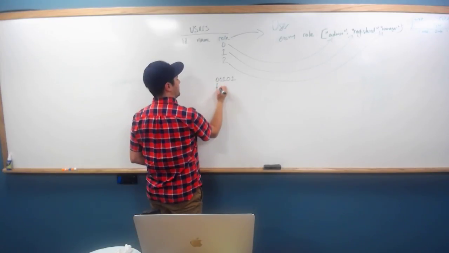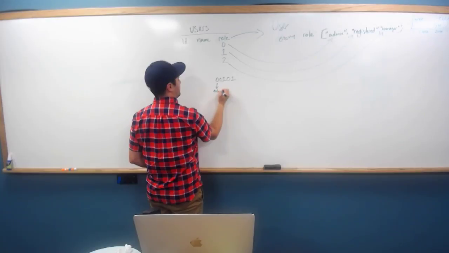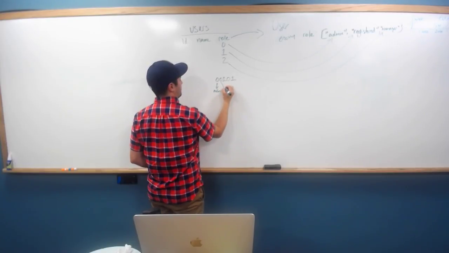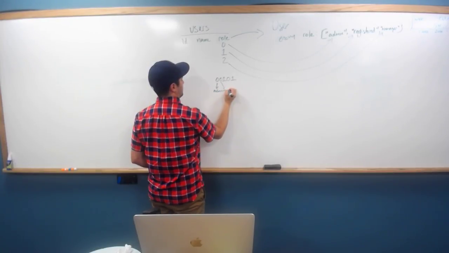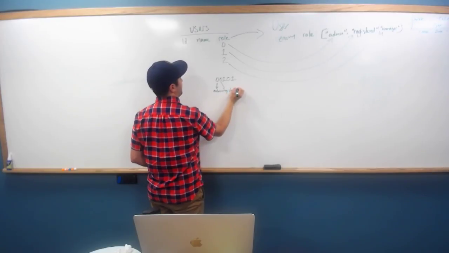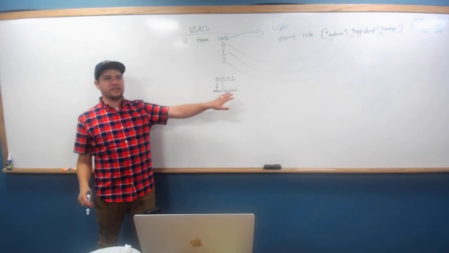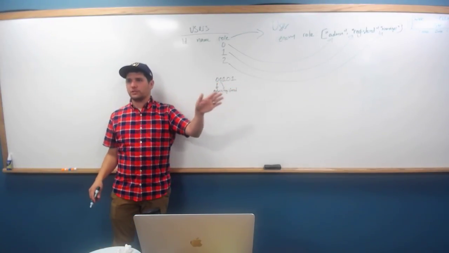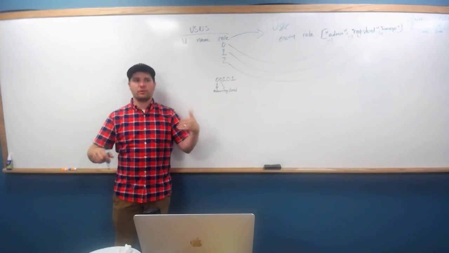This could be admin. This could be registered. I'm writing really small, sorry. But you get the idea, right? Each of these digits would be a placeholder for whether they were this role or not.